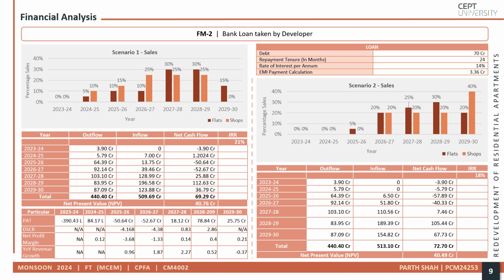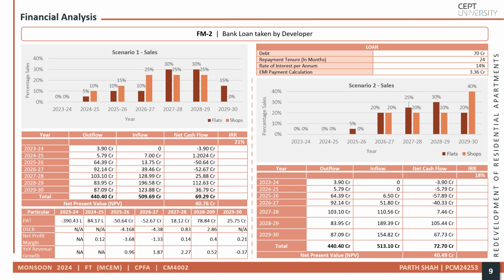Based on this model, under Scenario 1, the IRR was calculated to be 21%, with the developer expecting a final profit of approximately 69.29 crores and an NPV of 40.76 crores. Further evaluations for this model included calculations for net profit, debt service coverage ratio, net profit margin, and year-on-year revenue growth. Among the two scenarios, in Model 2, Scenario 1 achieved the highest IRR.